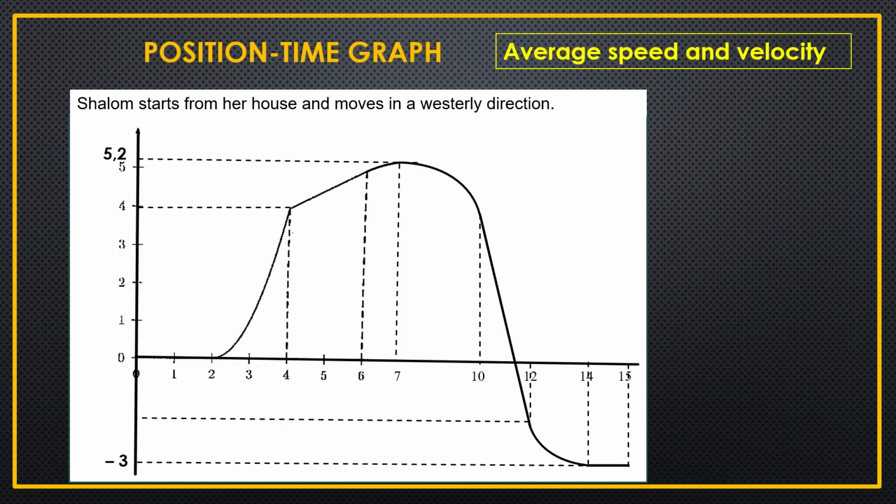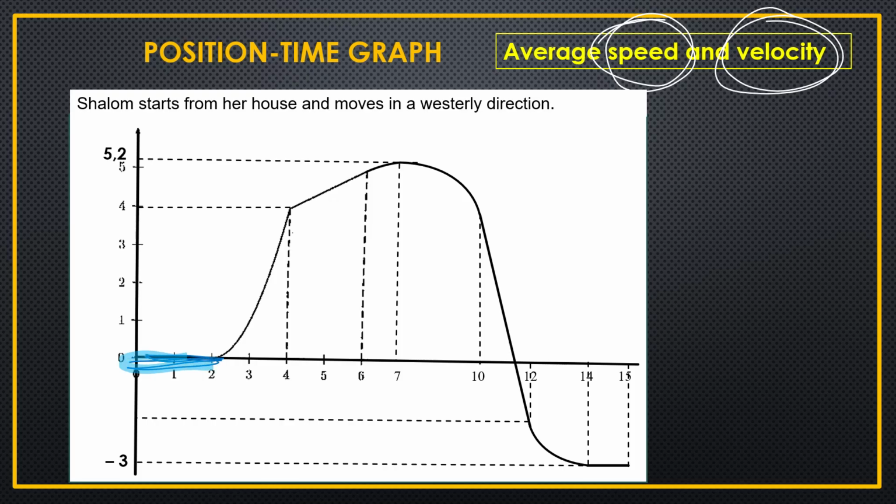We can use our position time graph to find the average speed and velocity. Now remember, speed is distance divided by time, and velocity is displacement divided by time. So if you have a position time graph, where will you find the total distance and where will you find the total displacement?